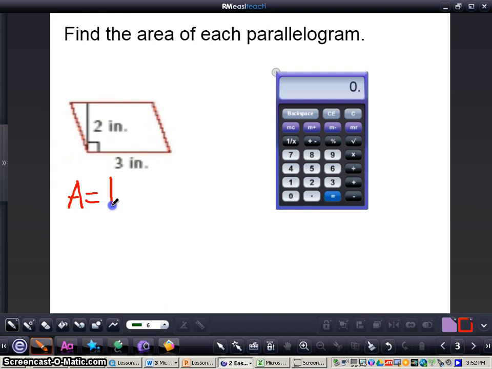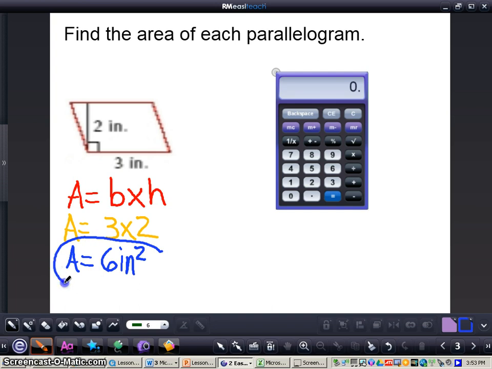Area equals B times H, base times the height. Then after we do that, get another color ink signifying a new step. We'll plug in our numbers. Area equals the base, 3, times the height, 2. And then from here we don't need to use our calculator on this one at all. We should know 3 times 2. Area equals 6. 6 what? 6 inches squared.